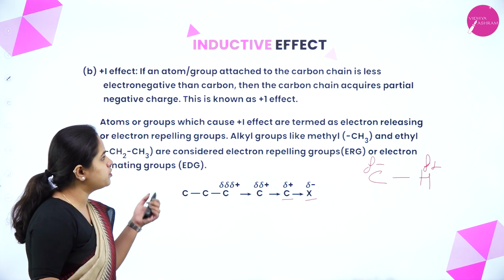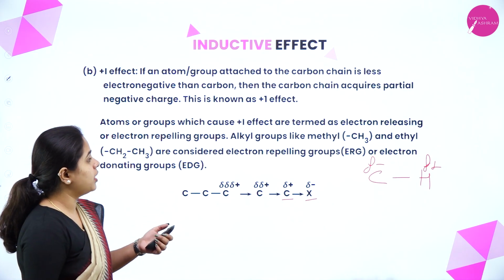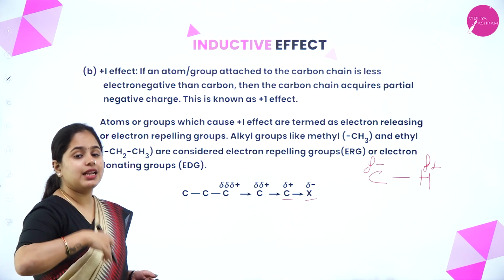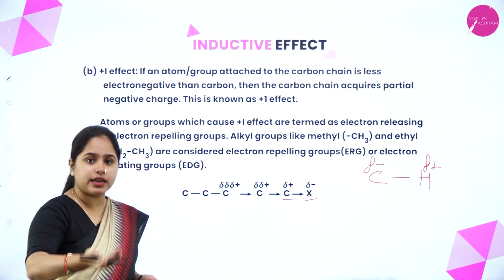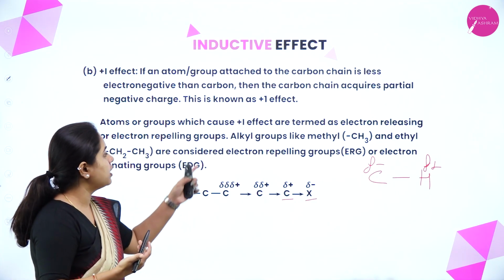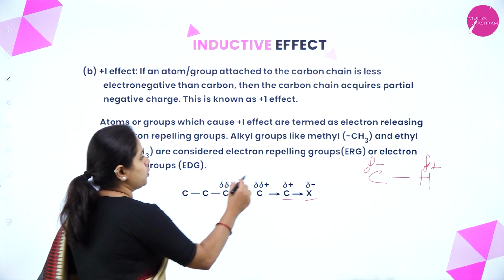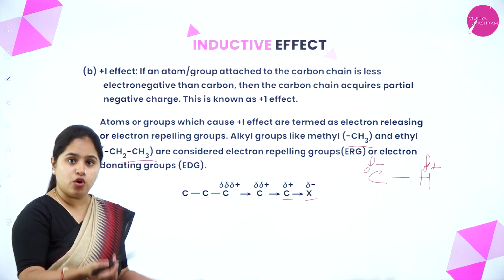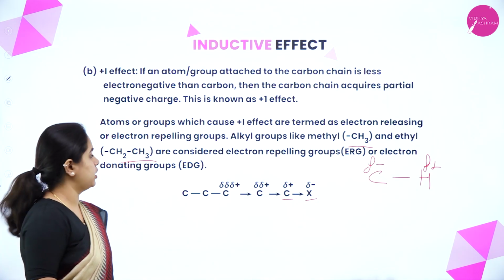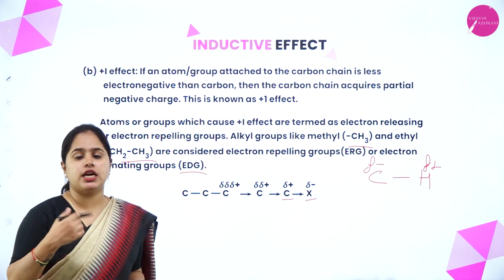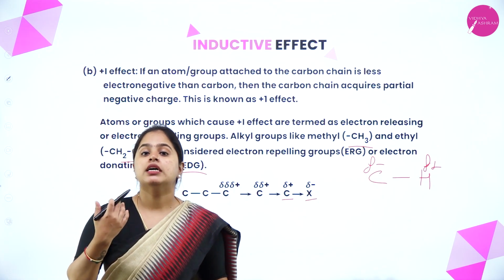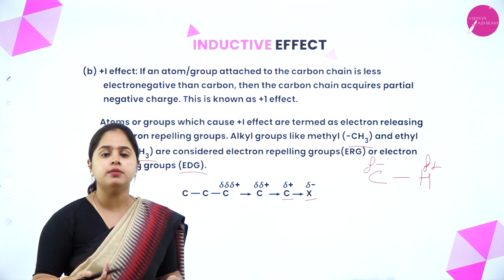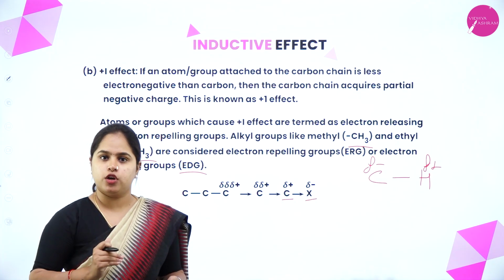And atoms or groups which cause plus I effect are termed as electron releasing or electron repelling groups. Okay, they have extra electrons, they will release the electrons. Yes, hence they are electron repelling groups. Alkyl groups like methyl, ethyl, etc. are considered as electron donating groups or electron releasing groups, right? EDG or ERG, that is electron donating group or electron releasing group. Yes, and minus I effect showing compounds are electron withdrawing groups, right?